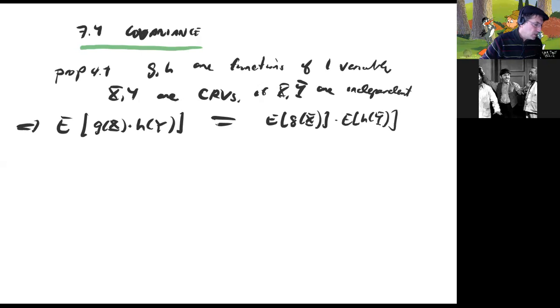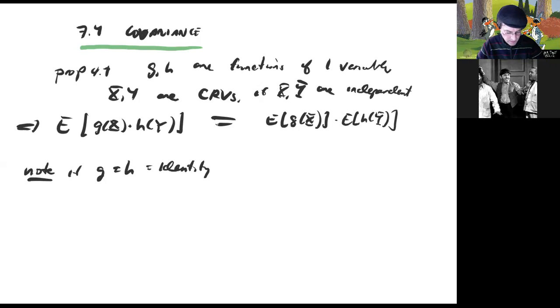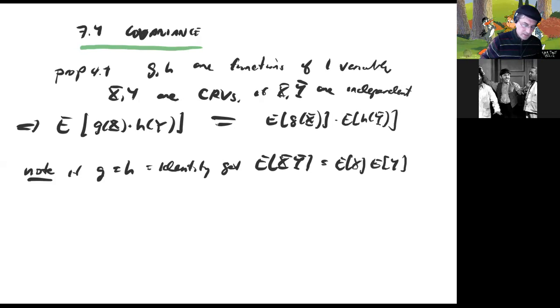Okay, so I'm going to give you a proof of this, but let me point out in a note that if g and h are the identity functions and X and Y are independent, then we get the statement that the expected value of X times Y is the expected value of X times the expected value of Y. And I believe we actually saw that at one time. Okay, so let me give you a proof of the proposition.